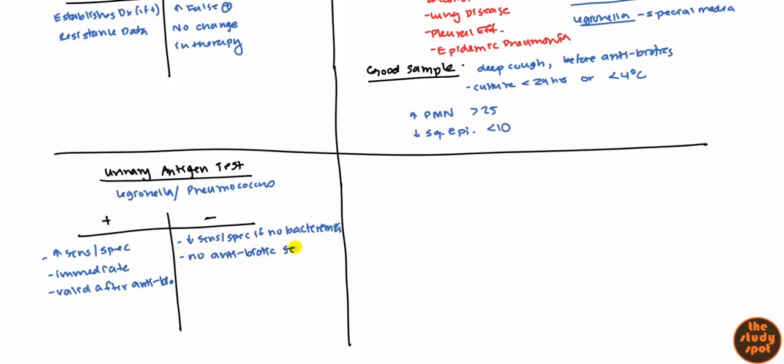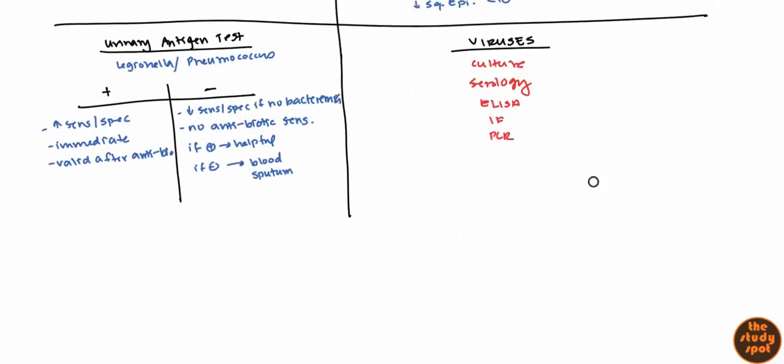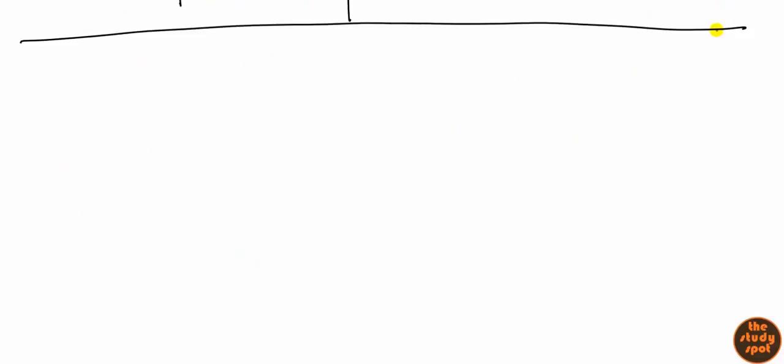Also, you can't check for antibiotic sensitivity, of course, because it's not culturable. And if it's positive, that's pretty helpful. But if it's negative, then you probably want to still do a blood and sputum sample. So negatives don't really help you too much. Now, for viruses, what you can do is culture, serology, ELISA, immunofluorescence, and PCR. So those are what you do for viruses. So now what we'll do is we'll just go ahead and discuss the management.